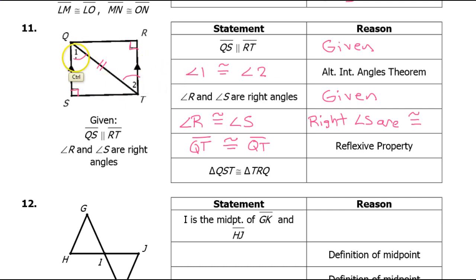So then hopefully you see that we have two angles and a side. The side is not between the angles, so that makes this angle, angle, side. If it had been side QS, for example, QS is between these two, then it would be angle, side, angle. But anyway, that's it for number 11.